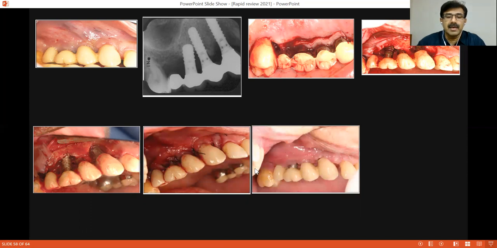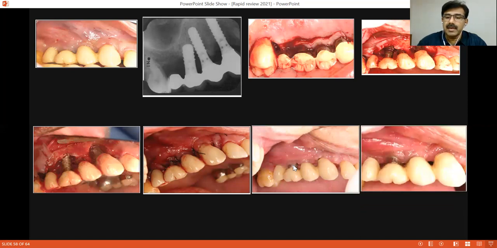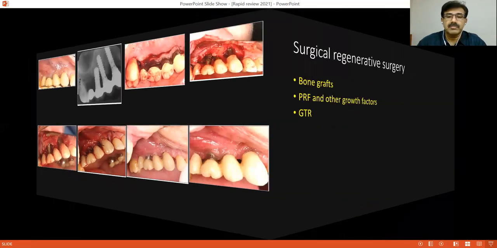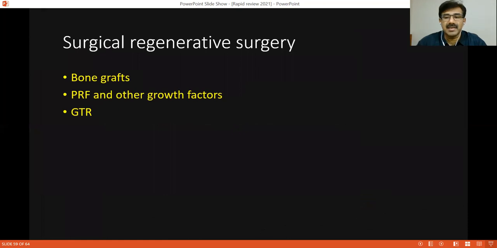And you can see the initial healing. You can see that the interdental space is opened up, but even though those threads are exposed, there's the least amount of plaque accumulation. The patient can maintain well, and it is well healed. So this is a resective type of osseous surgery where you do implantoplasty and an apical displacement. The other one is surgical regenerative therapy.